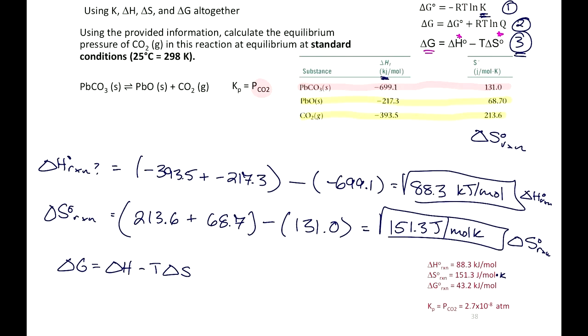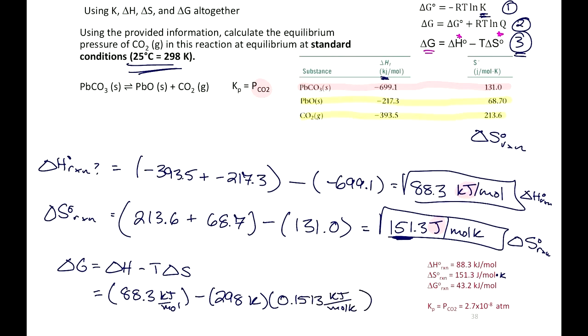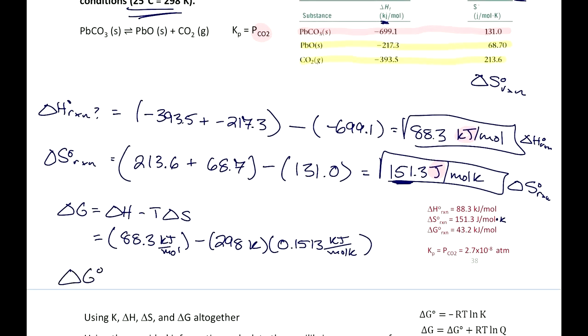But again, we want to make sure that our joule units match here or we'll be in trouble. So let's plug in those values. 88.3 kilojoules per mole minus the temperature. What's the temperature here? 298 Kelvin, because that's what I told you. So we're calculating delta G at 298 Kelvin, and then times delta S of the reaction. Make sure you change one of them. I'll change delta S to 0.1513 kilojoules per mole Kelvin.